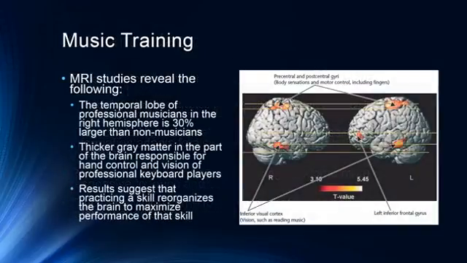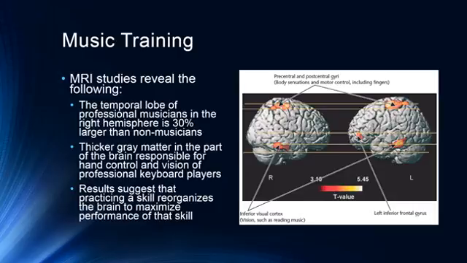I'm going to take a little side note on brain adaptation and talk a little bit about musical training. There's a really interesting set of studies talking about how musical training might affect brain development. There are structural MRI studies that reveal the following. The temporal lobe of professional musicians in the right hemisphere tends to be about 30% larger than non-musicians. This seems to indicate that the right hemisphere is probably responsible or somehow involved in the production of music by professional musicians. This thicker gray matter in the part of the brain responsible for hand control and vision of professional keyboard players makes perfect sense.